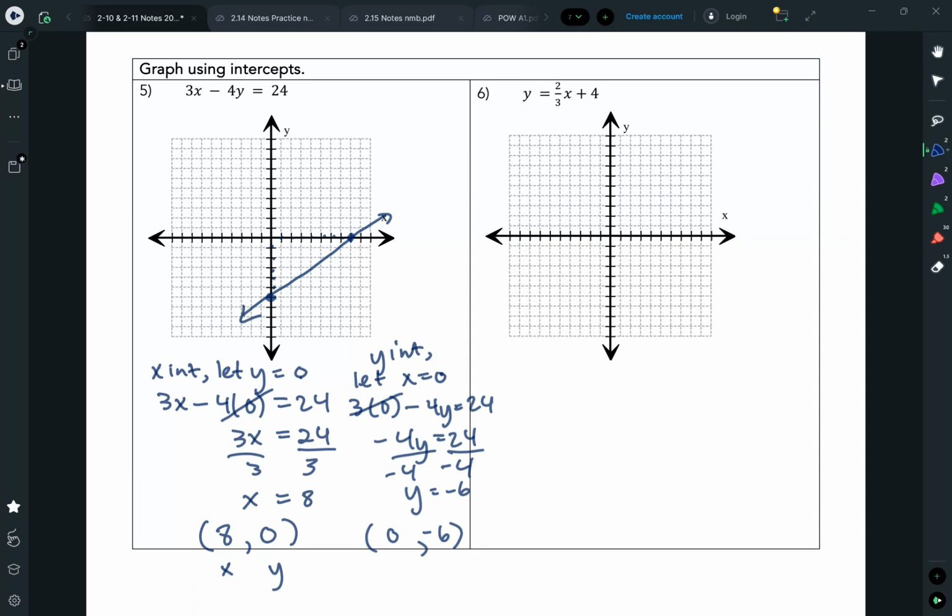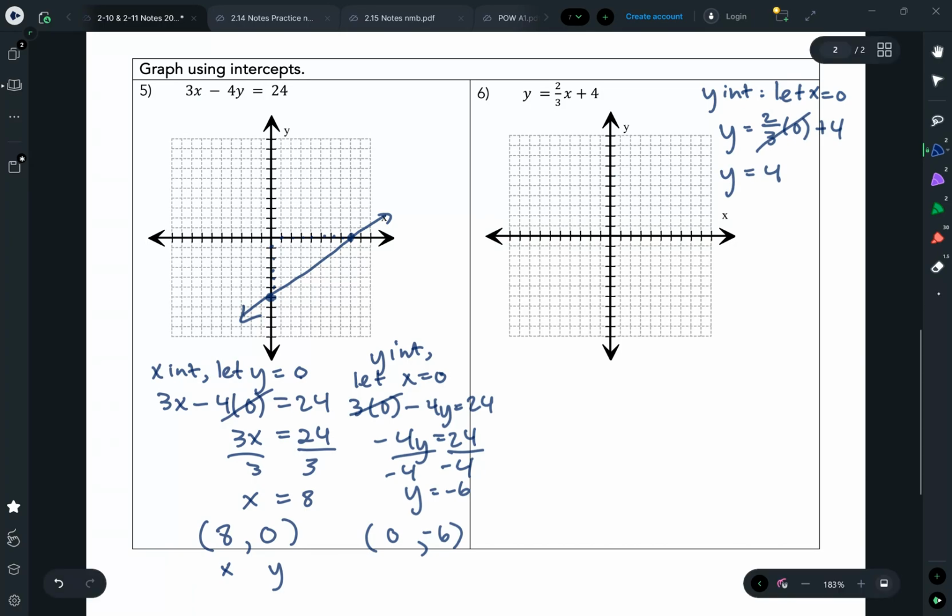So the second one we want to graph with intercepts as well, and this is maybe not a great way to do this one, but I feel like on this one the y-intercept is really easy to find. That's what we've been good at. For the y-intercept, we let our x equal 0, which we've kind of been doing all along. y equals 2/3 times 0 plus 4. 0 times anything is 0. y equals 4. So that letting x equal 0 trick still works. It's just we're so ingrained to think y-intercept slope that we don't really think about why that's true.